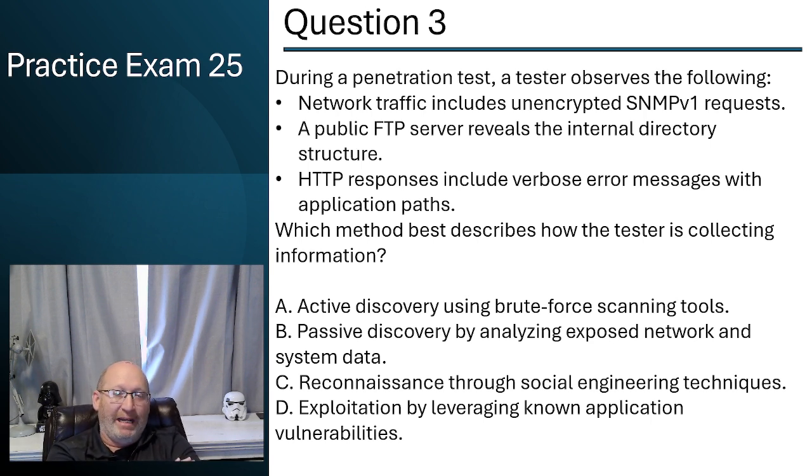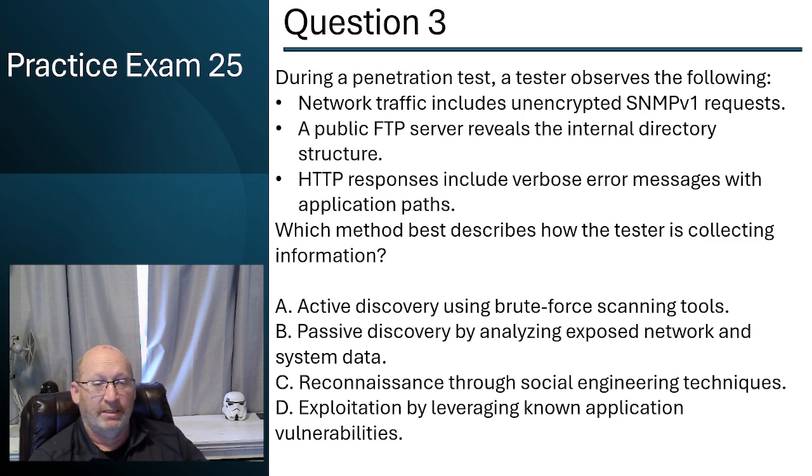Again, if you said B, passive discovery by analyzing exposed network and system, yeah, everything is on the network. It says network traffic. Public FTP. FTP is network traffic. HTTP is network traffic. All of those you can pick up via Wireshark. You can analyze what's going on. You can see what's going on. And so B, 100% passive on this one. I think we can agree with that. B is going to be a correct answer. Not too difficult.